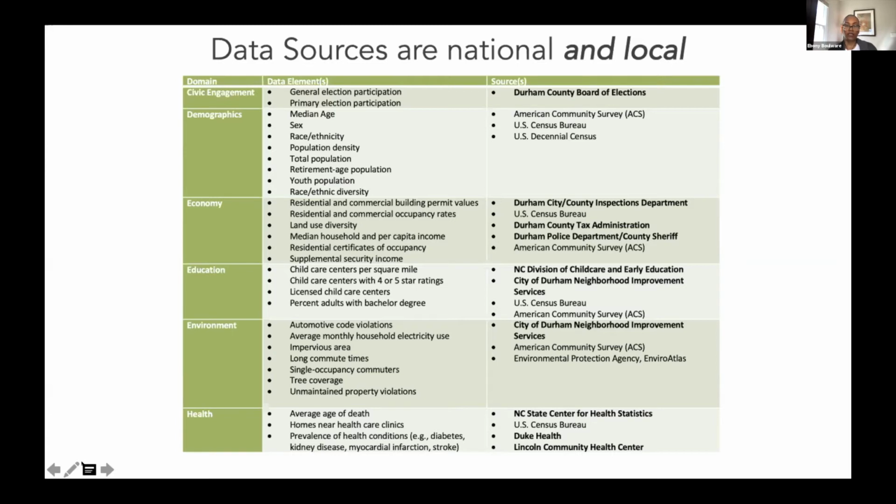There's data on education, including child care centers availability and the percent of adults with bachelor's degrees. There are data on environment, such as automotive code violations, impervious areas, which is the amount of concrete that are in an area, tree coverage. These are things that are obtained from both local and national data.